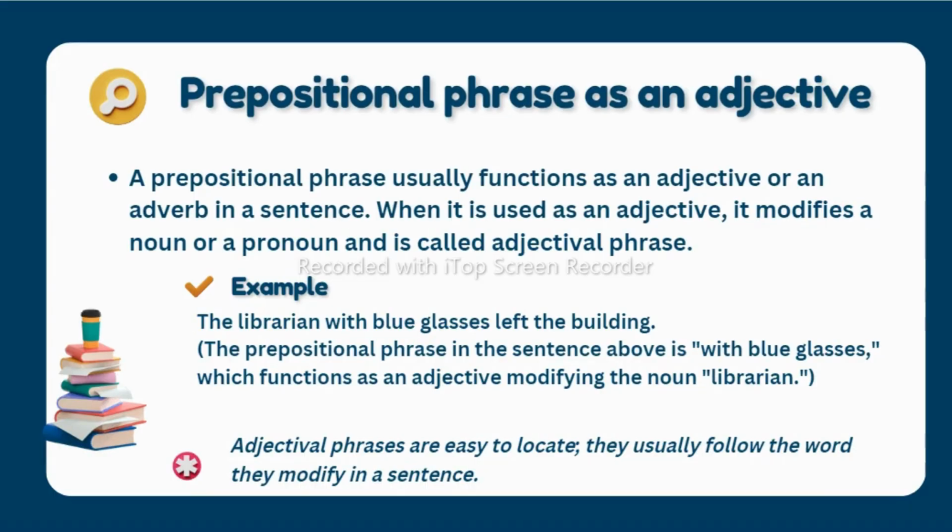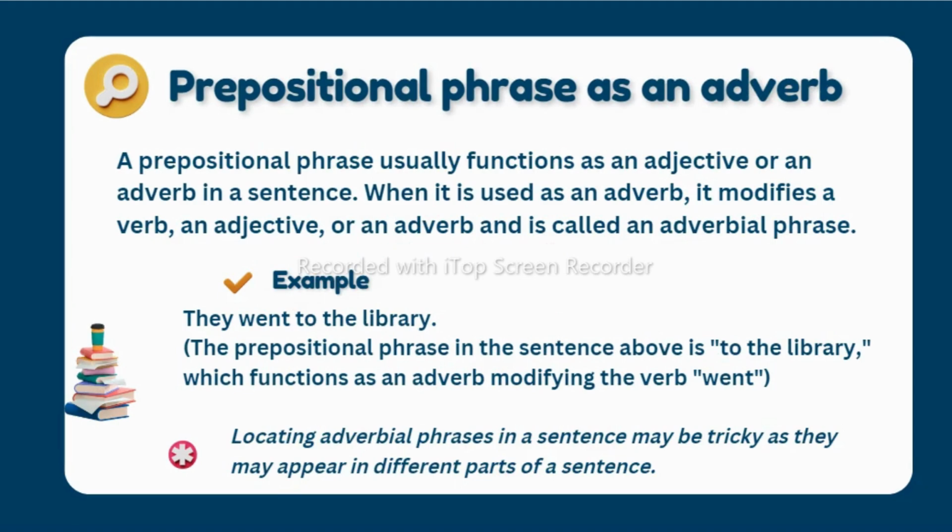So it's very simple. If your prepositional phrase is talking about or modifying a noun or pronoun, it is called an adjectival prepositional phrase. And if your prepositional phrase is describing a verb, adjective, or adverb, it is called an adverbial prepositional phrase.